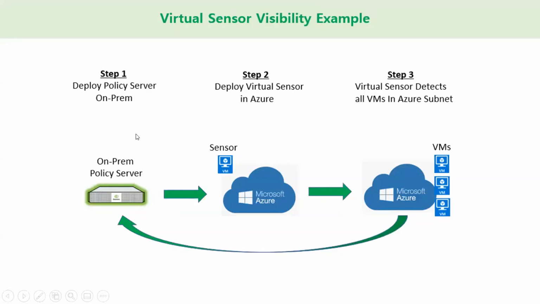Another option is the virtual sensor visibility example. In this option, again, your policy server can be anywhere, and then you can deploy the virtual sensor anywhere. This is an Azure example. Once the sensor is deployed, information about other IP-enabled nodes in that cloud environment will again be forwarded back to the policy server.